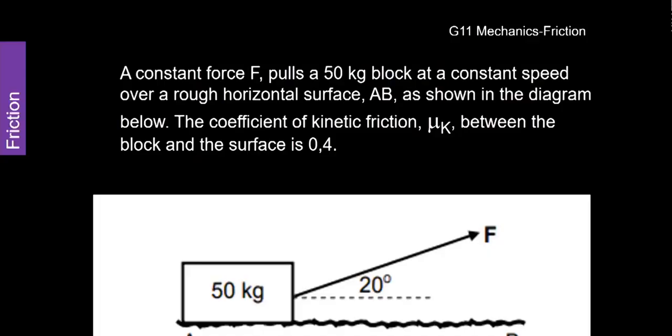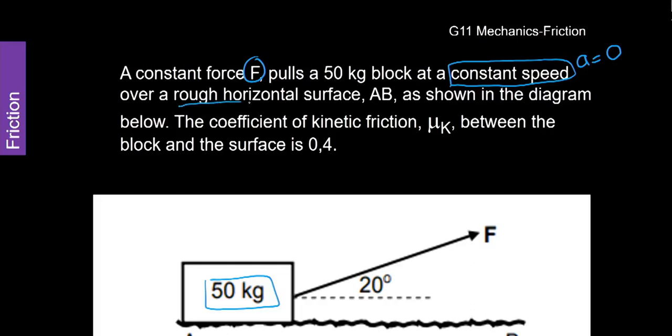A constant force F pulls a 50 kilogram block. Here's our block over here, 50 kilograms, at constant speed. What does that mean? Well, that means that acceleration is equal to 0, doesn't it? Constant speed, velocity is constant. It means there's no acceleration.